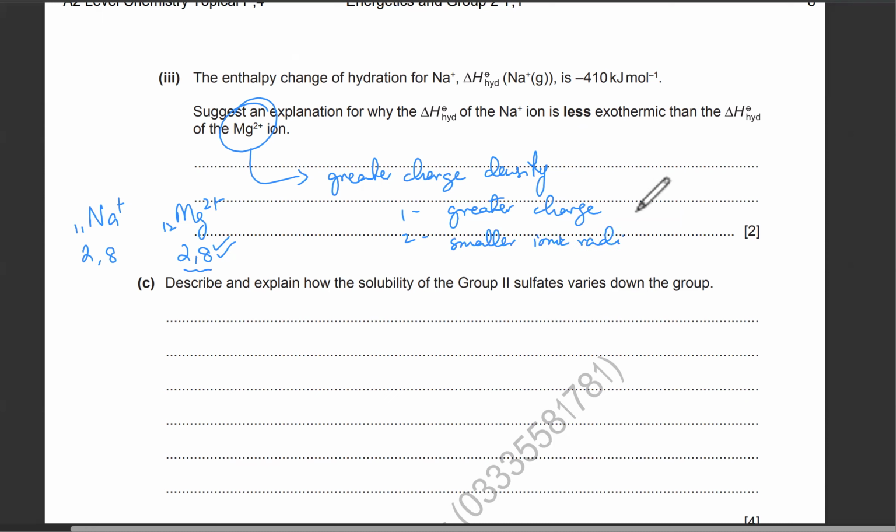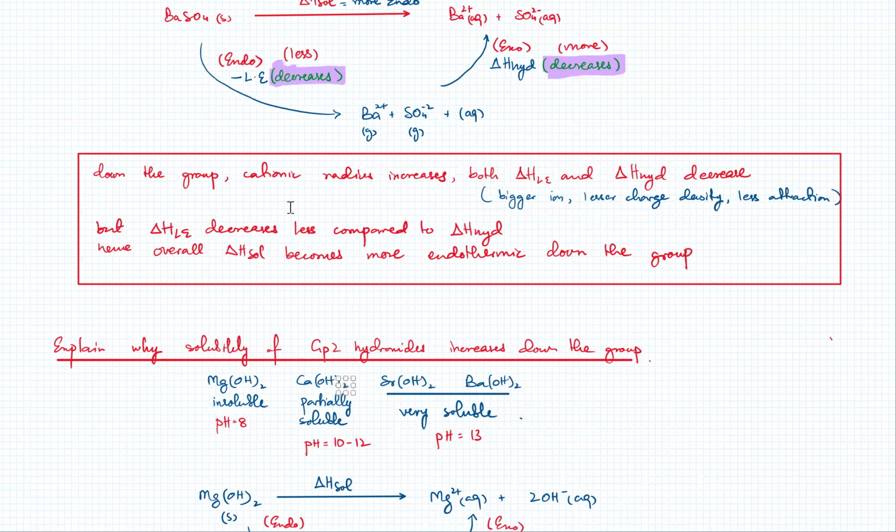So why does the solubility of group 2 sulfates decrease down the group? Down the group, the cationic radius increases. Both the lattice energy and the enthalpy of hydration decrease, but the lattice energy decreases less compared to the hydration enthalpy. Hence, overall, the enthalpy of solution becomes more endothermic down the group. Is that clear?